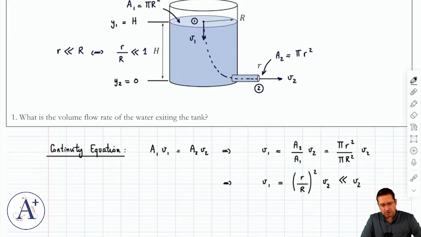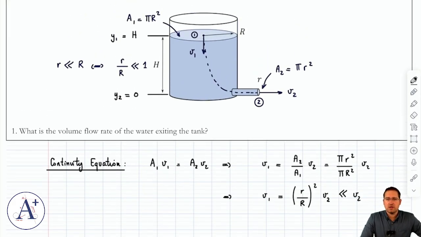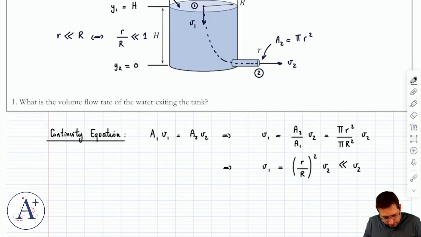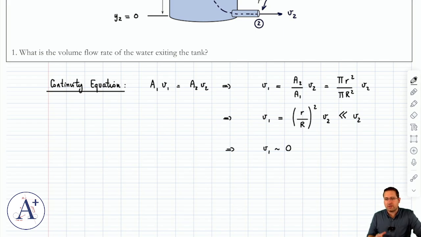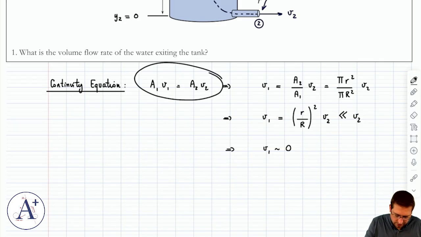Makes sense intuitively. If you have a huge tank and a tiny spigot at the bottom, the water is going to come out very fast compared to how fast the level drops in the tank, because it's a huge tank. So V1 is very small in comparison to V2. Now, the sloppy way to do it is to say that V1 is approximately 0, so we can neglect it. I don't like that. If V1 is 0, V2 is 0, because A1V1 is A2V2.